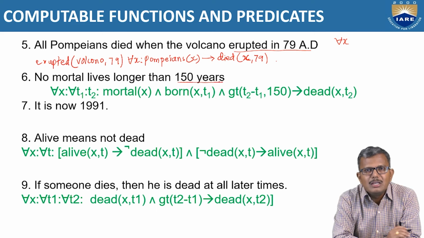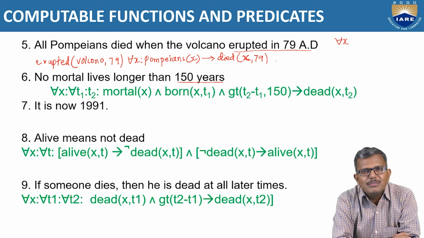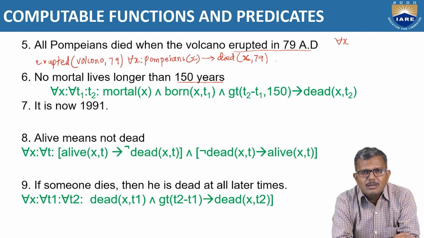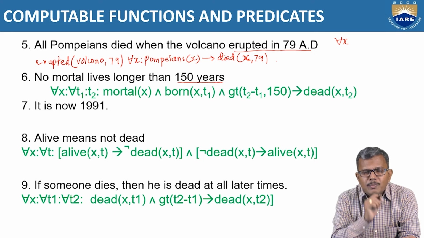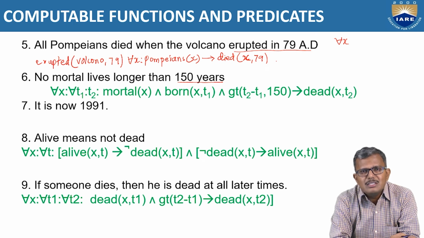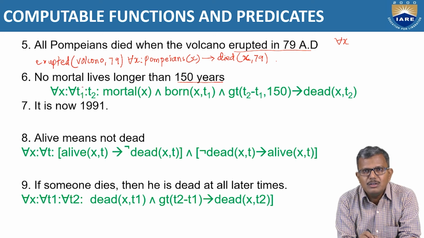But now you try to come up here. We are talking about a year. No mortal lives longer than 150 years. Means I am talking about the time period, or we can say a specific time. Whenever it is the case, it will be very difficult. By using predicate logic symbols, we cannot represent this sentence. So what we are doing, we are taking the help of these computable functions. The best examples for these computable functions are GT and LT, greater than and less than.